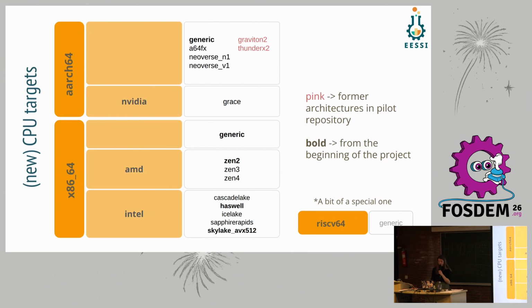Also the new CPU targets. When we started, we would only build for the generic ones of the big architectures, and now we feature much more modern and nicer architectures. It's really important that we support as many of them as possible, because the plan is to support all the machines already available and in the future in EuroHPC.